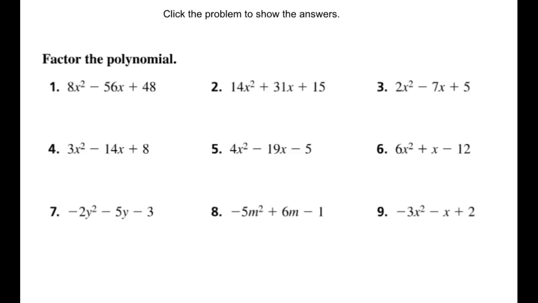So here are several for you to try. Please pick a couple. Pick one from each line and try it, especially these bottom ones dealing with that negative in front.